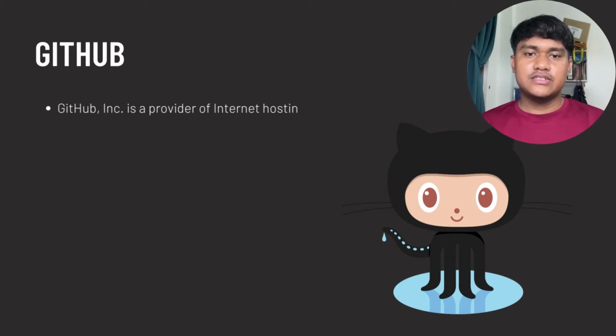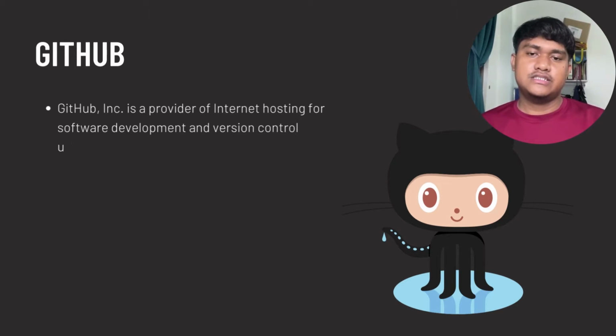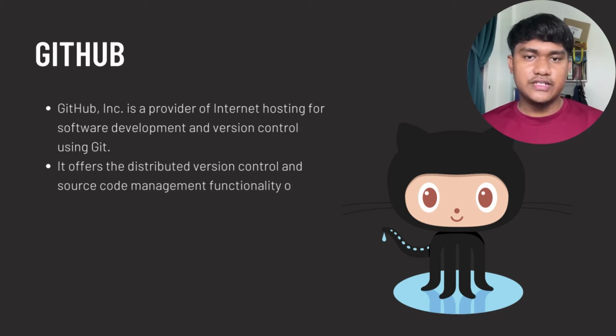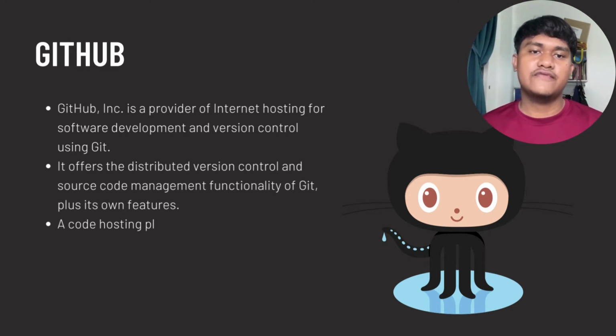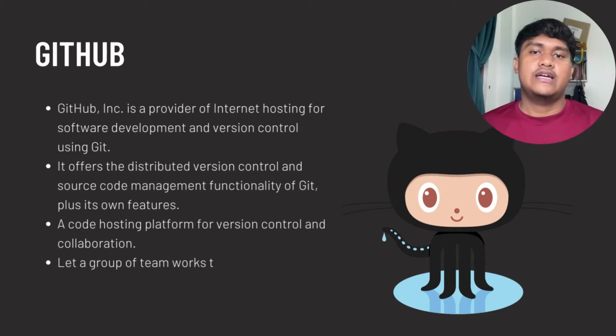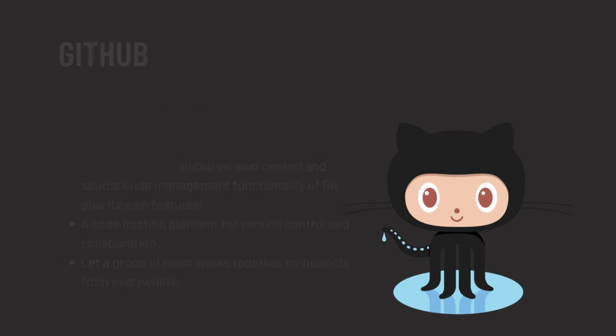My metric number is 067864. Today I want to talk about what GitHub is. Actually, GitHub is a provider of internet hosting for software development and version control using Git. It offers the distributed version control and source code management functionality of Git, plus its own features, a code hosting platform for version control and collaboration, and lets a team work together on a project from everywhere.